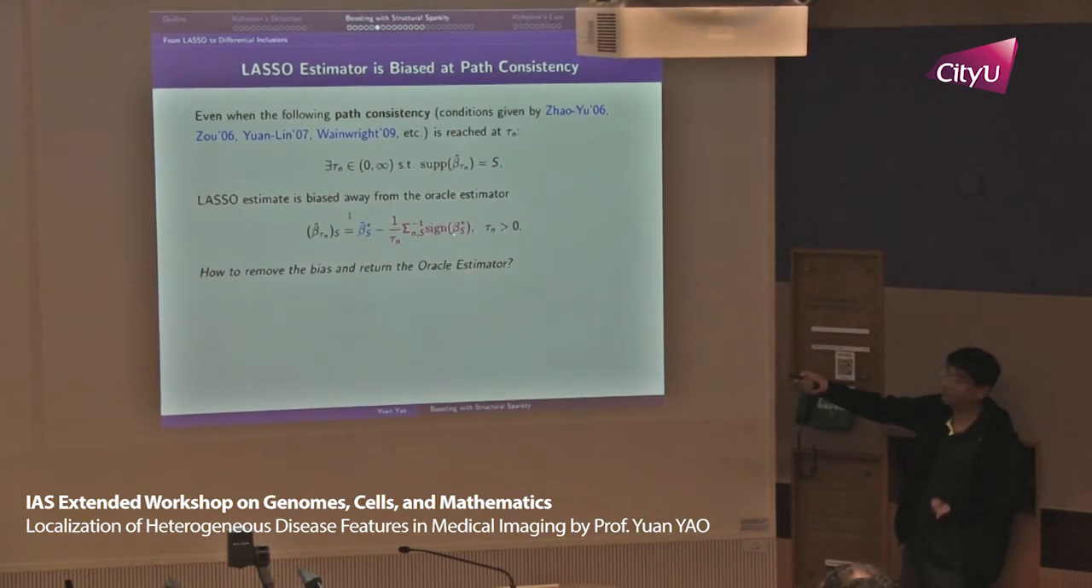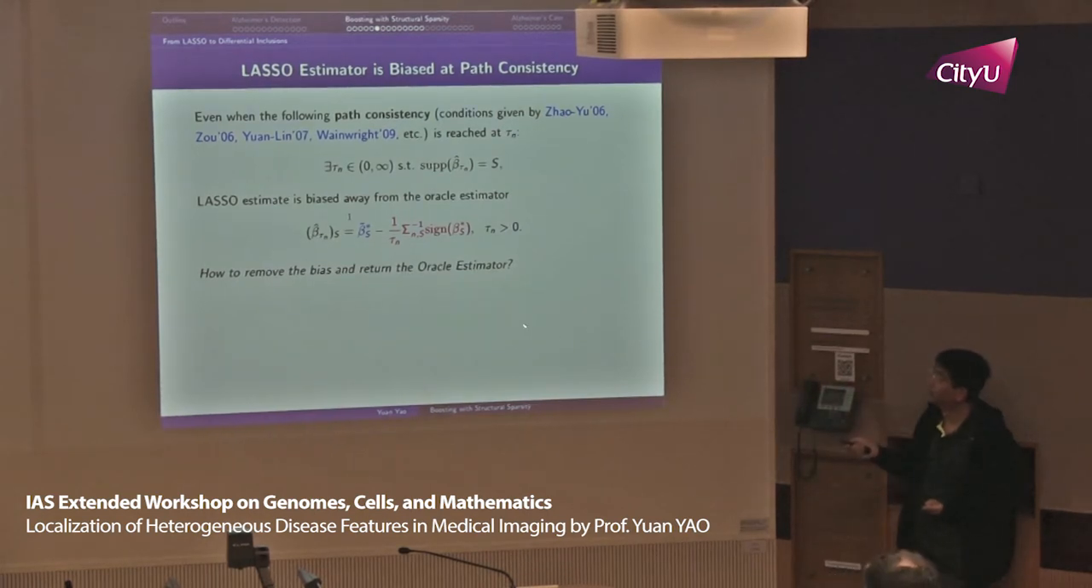This is deterministic. It's not random. So the red part is the bias of lasso associated with this estimator. So the question is how to remove the bias from lasso, because that always reduces the contrast or the resolution of your estimation.